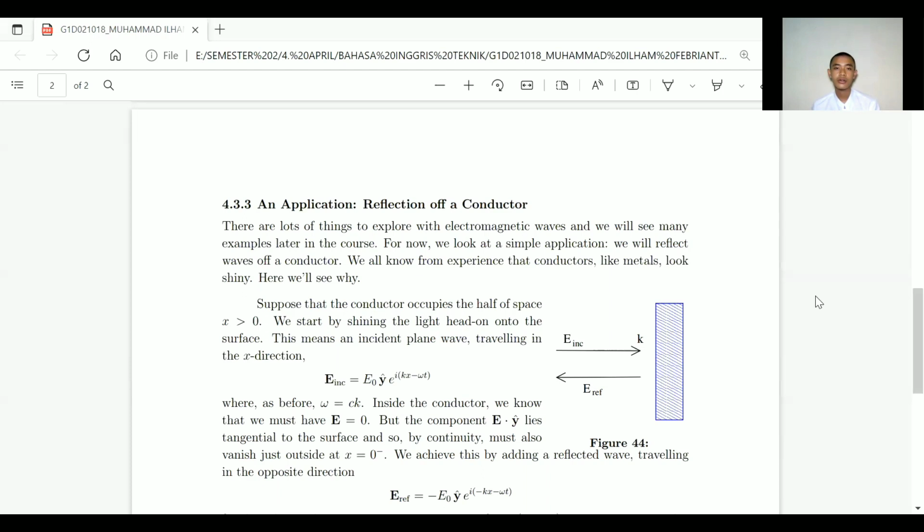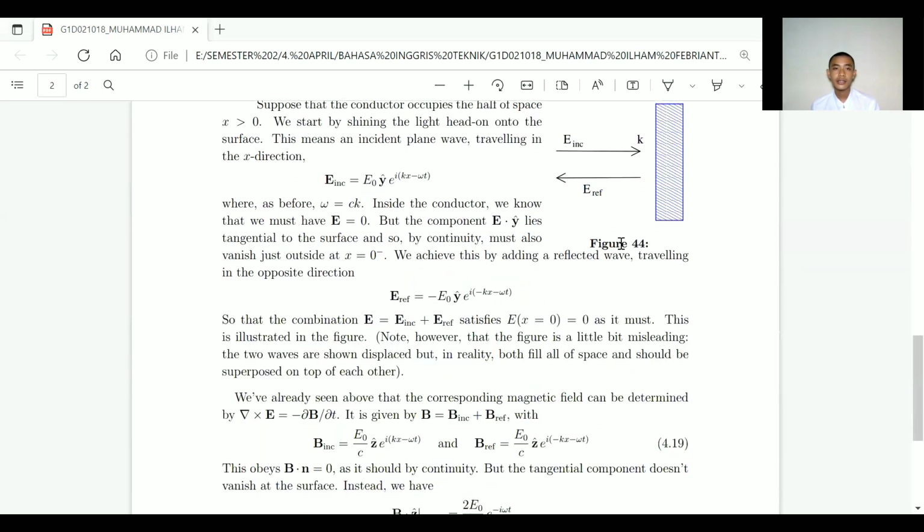Suppose that the conductor occupies the half of space x greater than 0. We start by shining the light head-on onto the surface. This means an incident plane wave traveling in the x direction, E_inc equals E0 y e to the power i kx minus omega t, where as before omega equals ck.